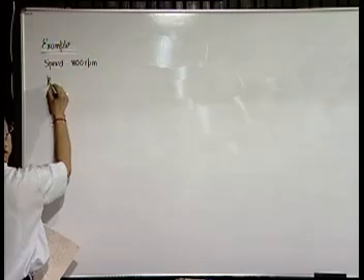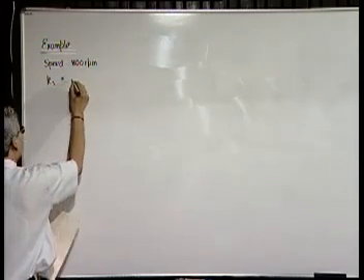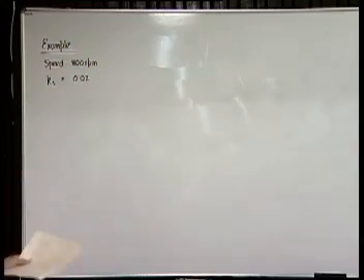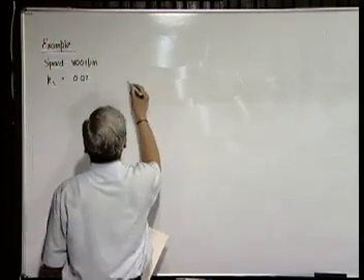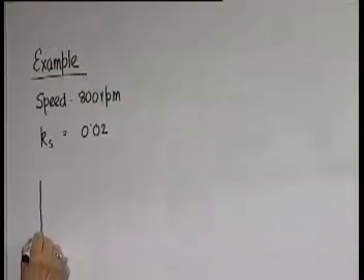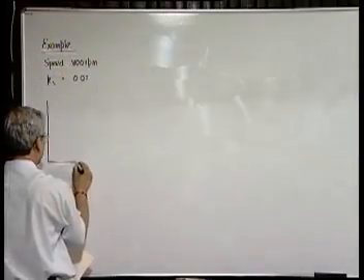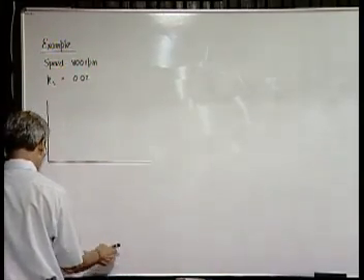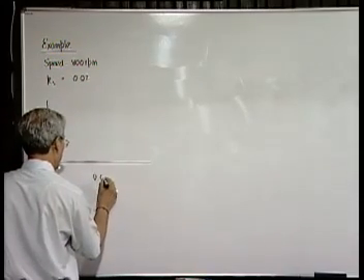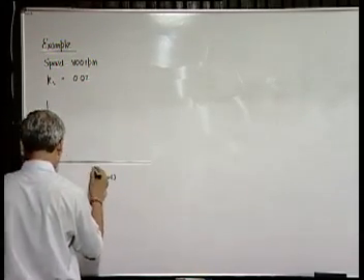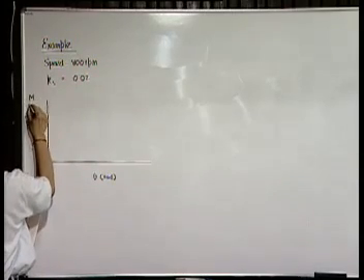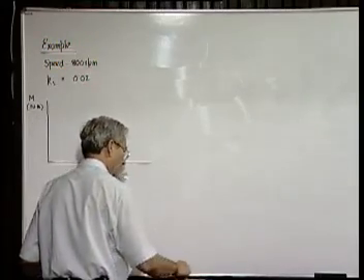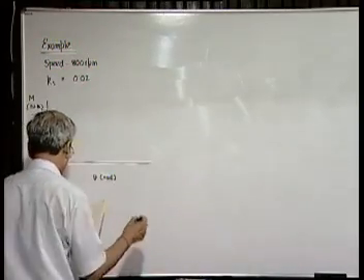Permissible value of the fluctuation of speed is 2%, and the turning moment diagram has been given. The turning moment is in Newton meters and theta is in radians.